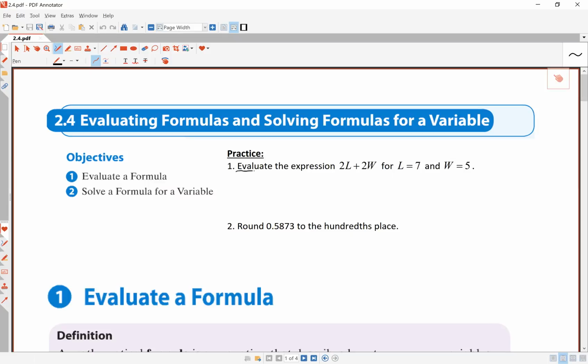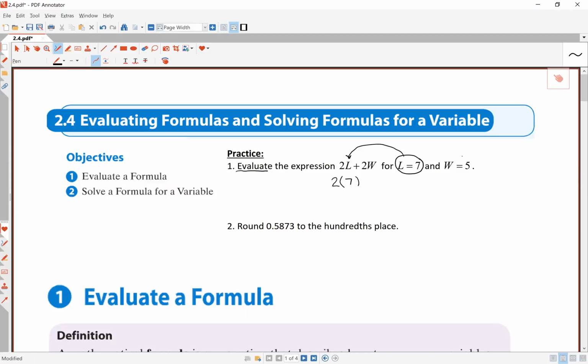Evaluate means to take the value for the variable, L equals 7, and substitute it in where you see that variable. We say plug in. So if that says 2L, we're going to take 2 times whatever L is, and we're going to plug in L equal to 7.